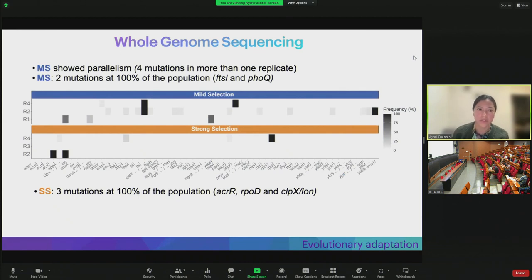And in contrast, for the mild selection, there is parallelism between the replicas, and we found just two mutations at 100% of the population. We have more mutations, which is not surprising because the length of the experiment for the mild selection was longer. So of course more mutations accumulated, but there we found more mutations within the replicas.